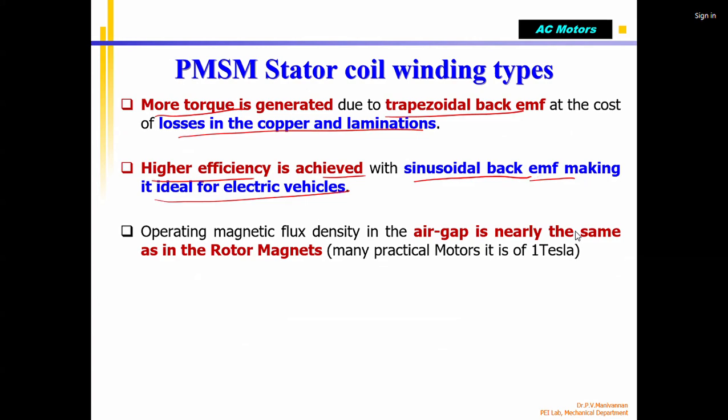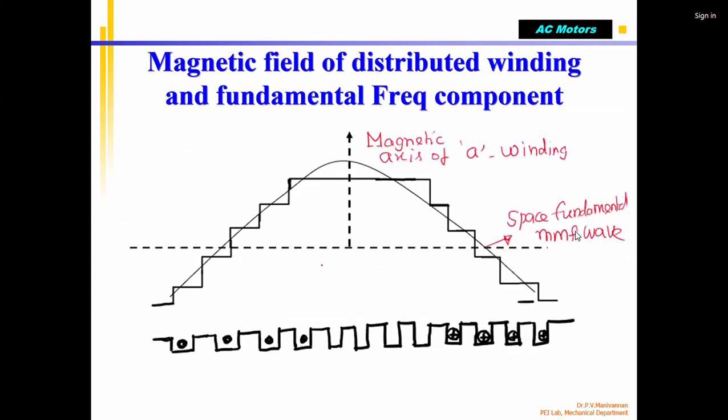But if I want more torque, at the cost of more losses, correct? Efficiency losses, meaning the copper loss and lamination loss, the eddy current losses or core losses, are acceptable. But if I want more torque and can accept the energy loss, you can go for trapezoidal winding. The operating magnetic field in the air gap is nearly the same as in the rotor magnets, right? So this is another point to be noted.